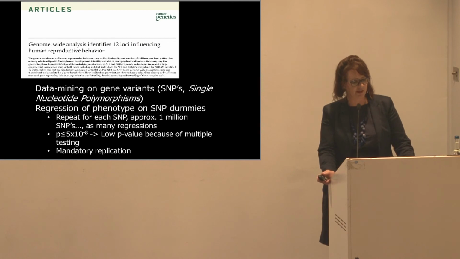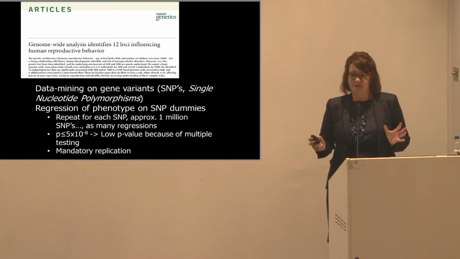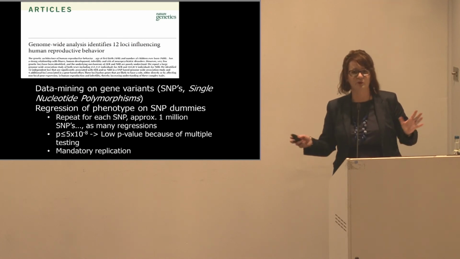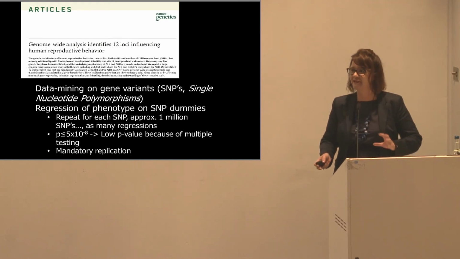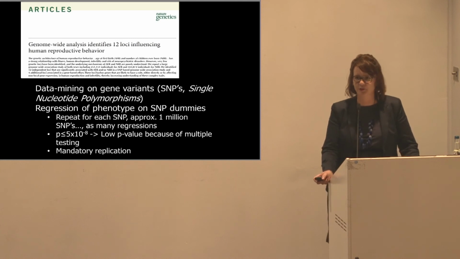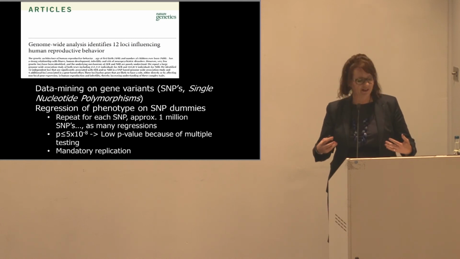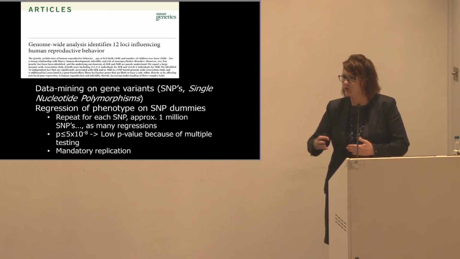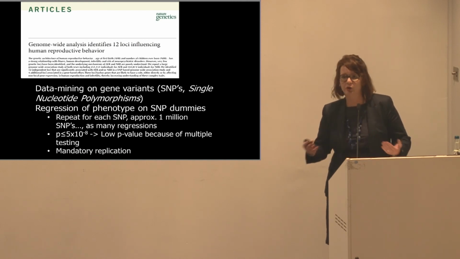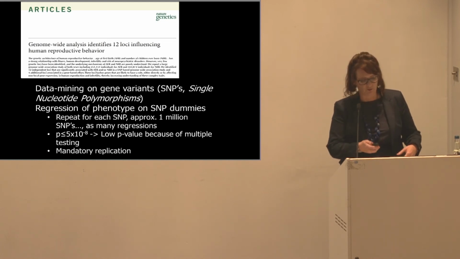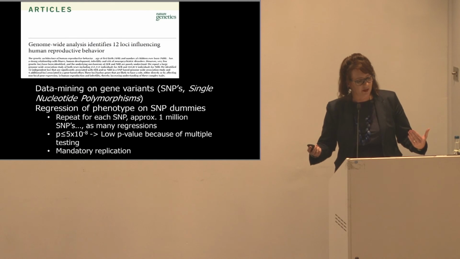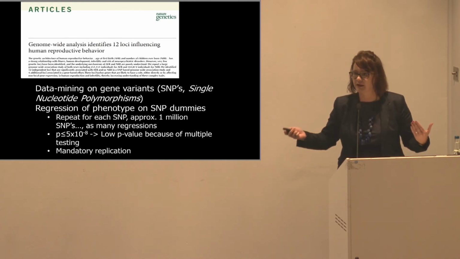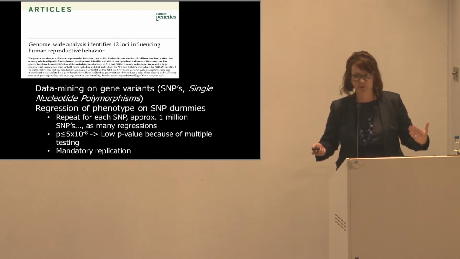And what these GWASs do is basically data mining, what sociologists call data mining and what geneticists call hypothesis-free research. You go across these different gene variants and you regress across all of the different SNPs on your outcome or your phenotype. So in our case, age at first birth and number of children ever born. And because of all these regressions, you have Bonferroni correction and very low p-values.